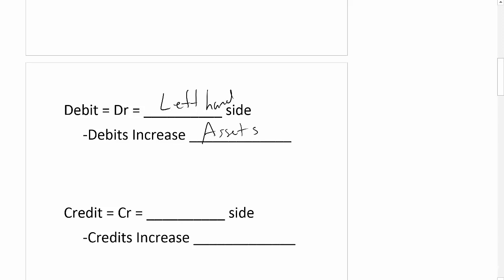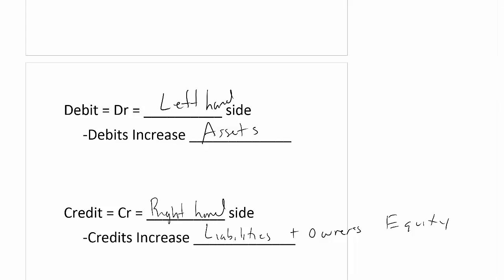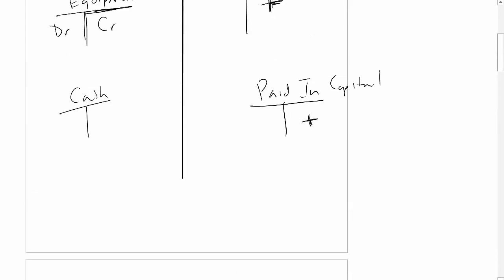Credits is CR, and credits are the right-hand side, or the right side. And credits increase liabilities and owner's equity. And we just went over that above. So again, a debit is abbreviated DR. It's the left-hand side. Debits increase assets. Credit equals CR, which is equal to the right-hand side. And credits increase liabilities and owner's equity. So you can see that.